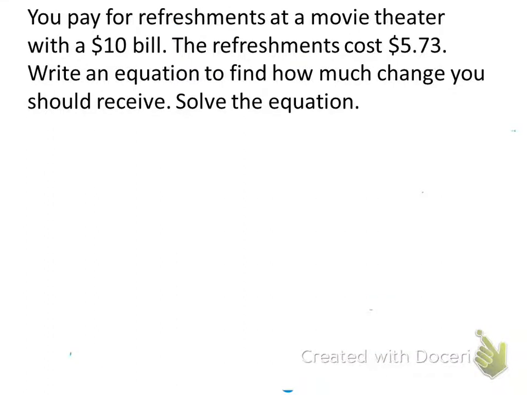Our first question. While we read it, I'm going to do the first step, which is to highlight keywords. You pay for refreshments. Refreshments would be food and drinks at a movie theater with a $10 bill. That means you gave them $10. The refreshments cost $5.73. I'm going to highlight that, $5.73. Then it tells us write an equation to find out how much change you should receive. I'm going to highlight how much change.